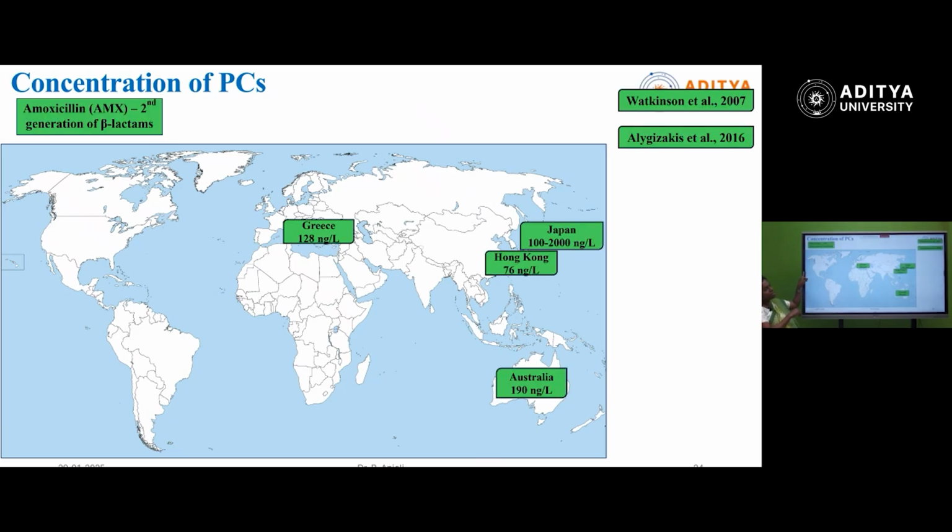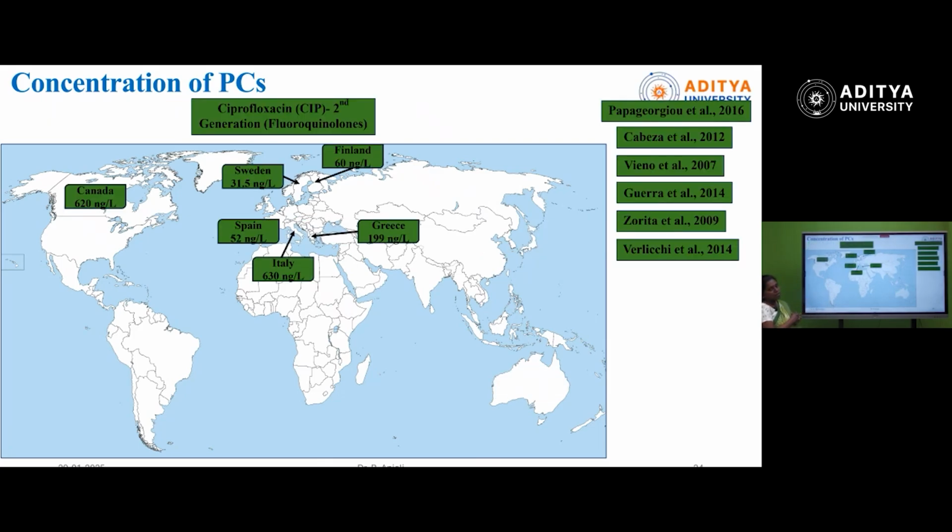The first, second generation I'll explain in the upcoming slide. You can see the amoxicillin. It comes under the second generation of the beta lactam ring. So these pollutants were detected in different places. You can see in 2007 they detected it in the range of nanogram per liter. Next you can see the ciprofloxacin, that is the second generation. It comes under the fluoroquinolone. So others you can see 630 in Italy and Canada 620. Even if it is present in nano levels also, it is a big issue or threat to the environment as well as to human health.